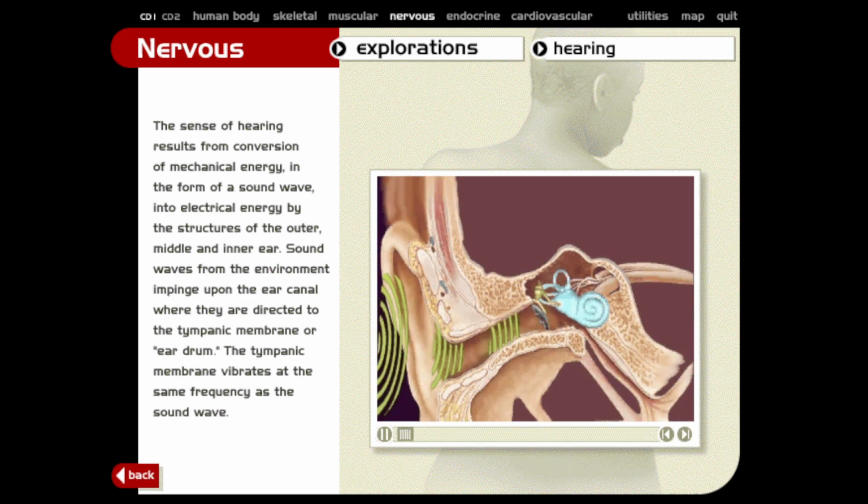The sense of hearing results from conversion of mechanical energy in the form of a sound wave into electrical energy by the structures of the outer, middle, and inner ear. Sound waves from the environment impinge upon the ear canal where they are directed to the tympanic membrane or eardrum. The tympanic membrane vibrates at the same frequency as the sound wave.